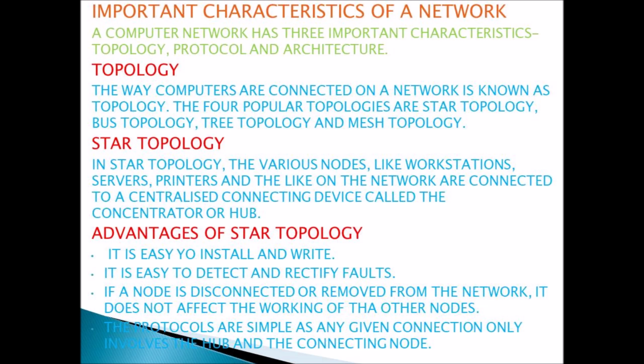So the first one is topology. As already said, the way computers are connected on a network is known as topology. So how the computers are connected in a network is defined by a topology. The physical topology of a network refers to the configuration of cables. So what cables are to be used? How long must the cable be? All these physical details of the connectivity are represented in the physical topology.